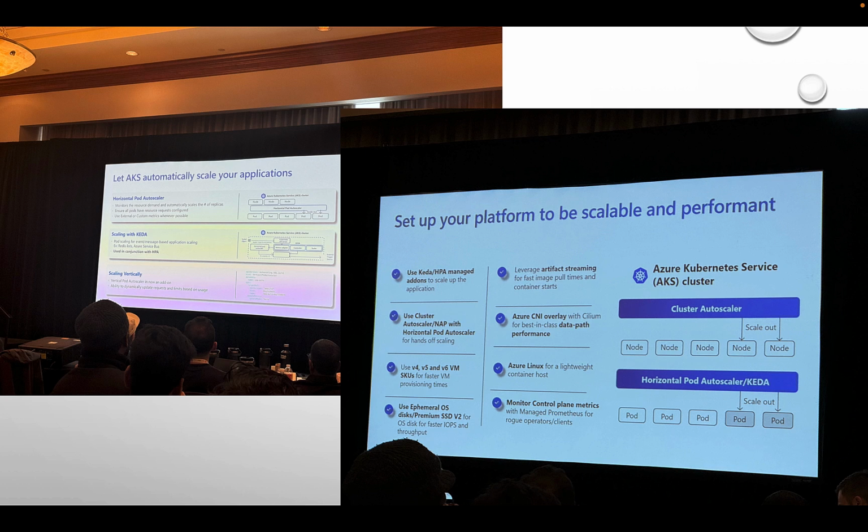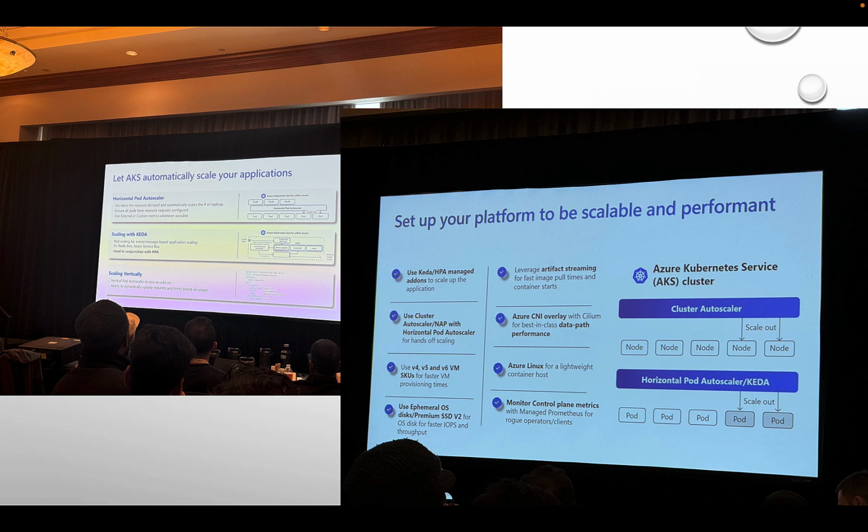Some of the tools that they're using over here, I'll just read it. They're using the KEDA HPA managed add-on to scale up the application. They're using cluster autoscaler with horizontal pod autoscaler for hands-off scaling. They use V4, V5, V6 VM SKUs for faster VM provisioning times, and they're using a lot of storage for that. And for artifacts, they leverage artifact streaming for fast image pull times and container starts. And for CNI overlay, they use Cilium, which is best in class, and it's a very good product.